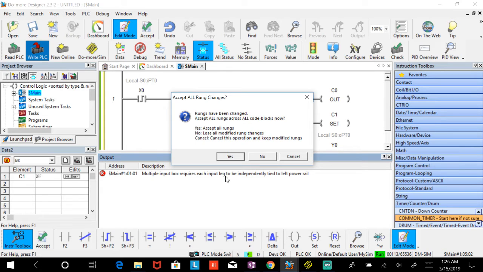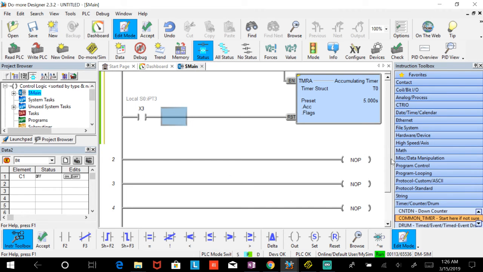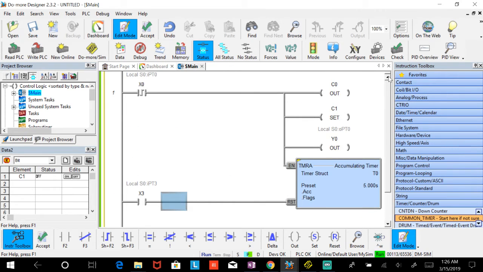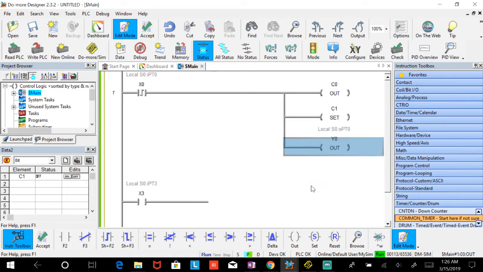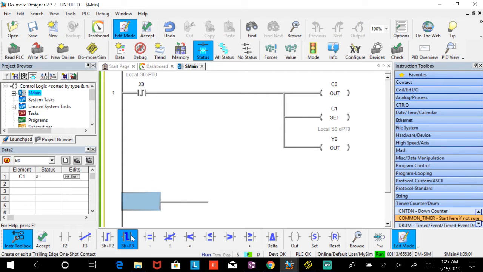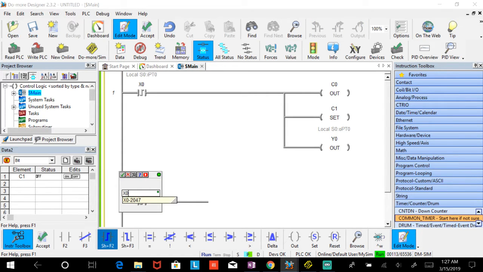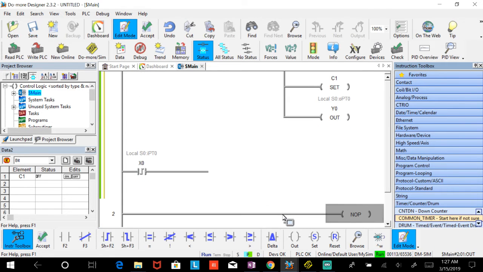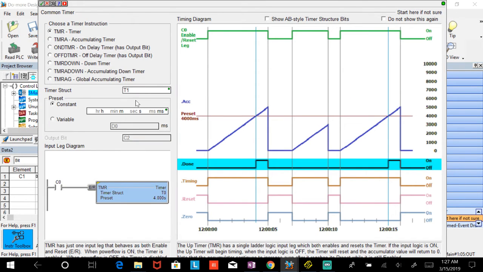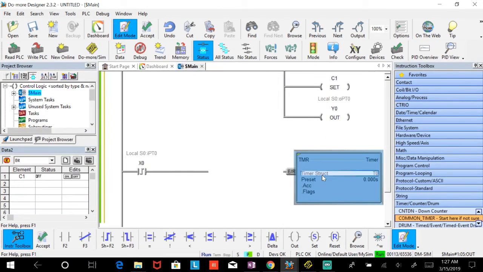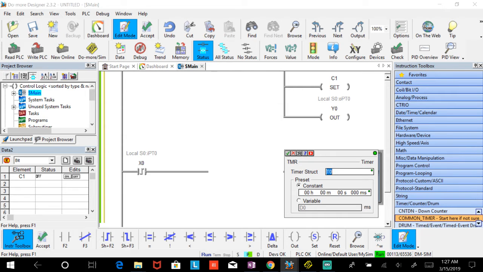Multiple blocks require each input leg to independently be tied to the left power rail. See what happened there. It won't work for me. So let's do something. I'm going to put this one in there, X0. I'm going to put this timer in there, T0 we talked about. And our preset's going to be 5 seconds.